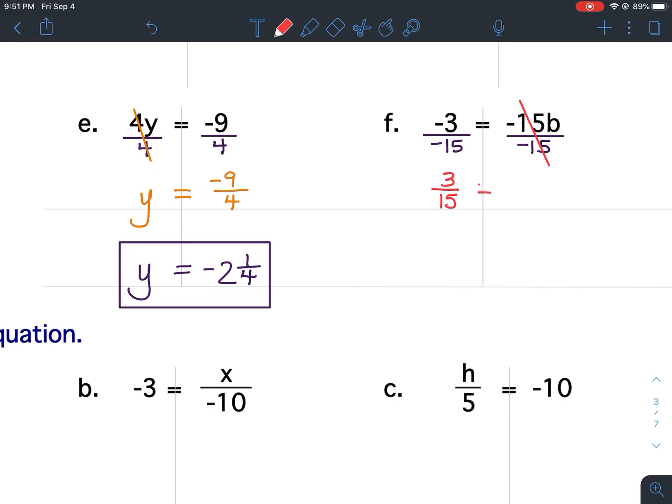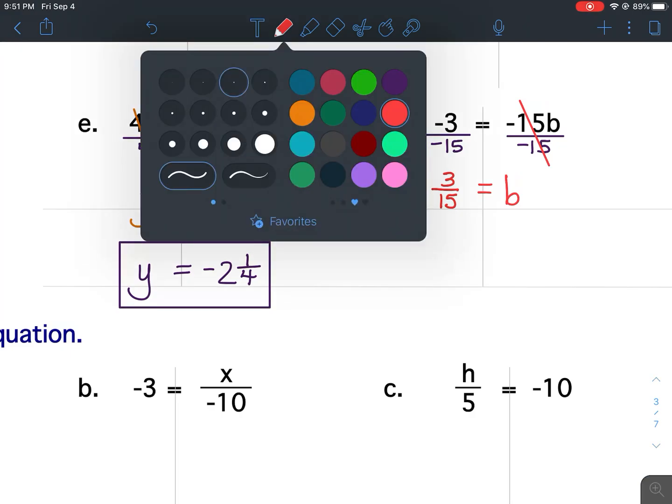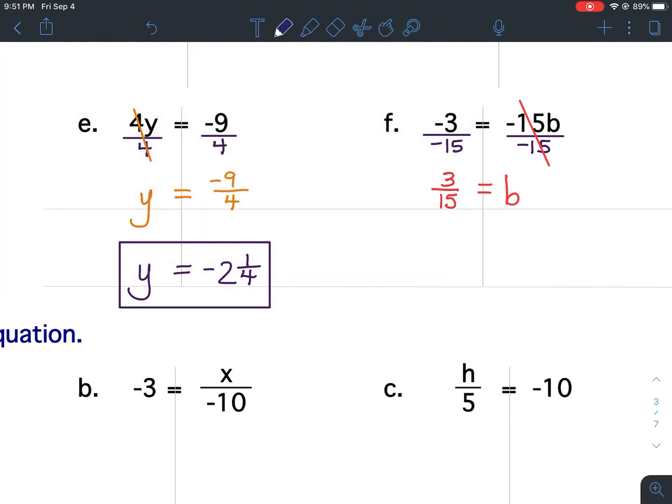3/15 equals b. But we want that in simplest form, and 3/15 will simplify. If you had put it in your calculator to begin with, it would have given you the simplified answer right away. So 3/15 simplified: 3 divides into both of them. 3 divided by 3 is 1. 15 divided by 3 is 5. So 3/15 reduces to 1/5. So my answer is 1/5 equals b.